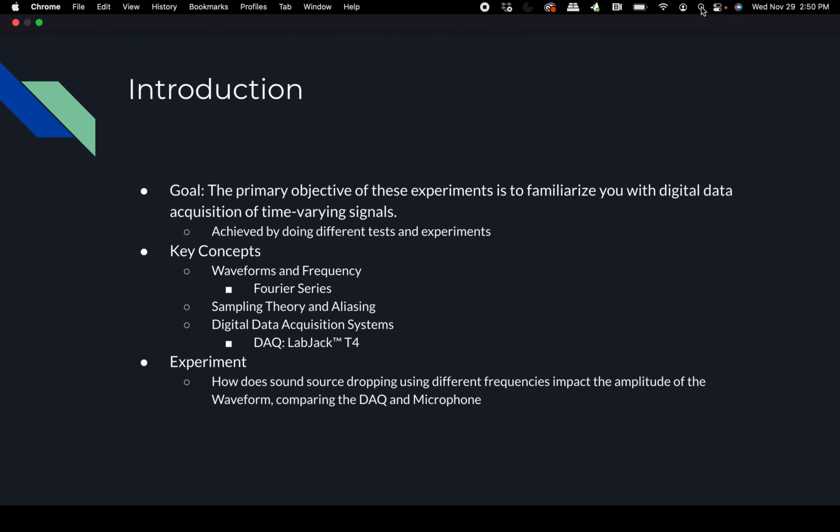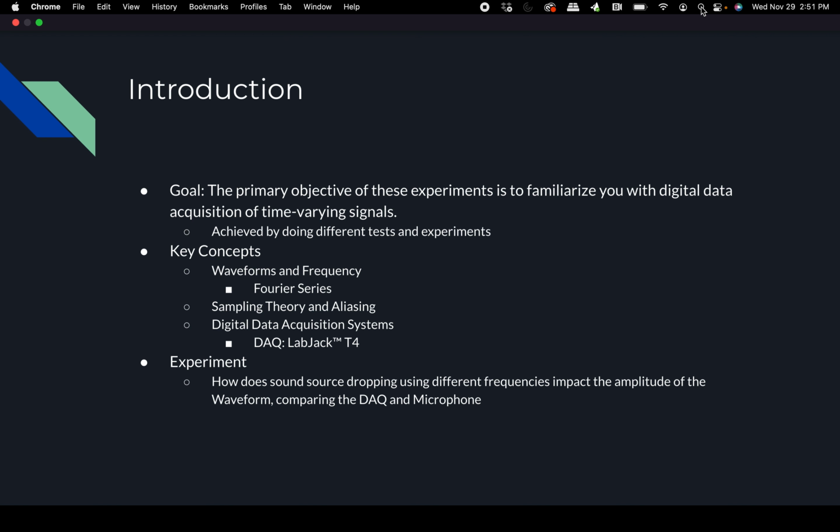The primary objective of these experiments is to familiarize yourself with digital data acquisition of time varying signals. This was achieved by doing different tests and experiments with the DAC, which was our LabJack T4. Key concepts were waveform and frequency. Using Fourier series, we got to analyze those frequencies with math. Also, sampling theory and aliasing, and then digital data acquisition systems.